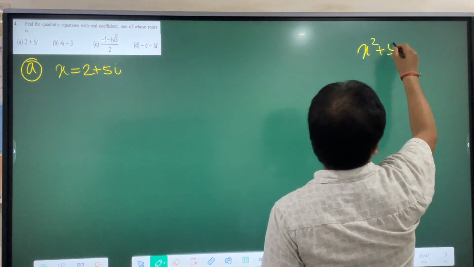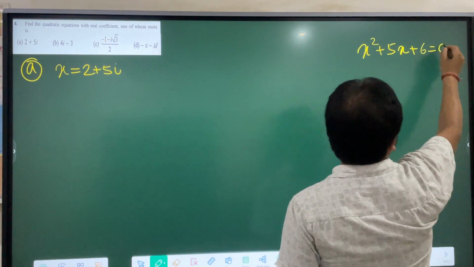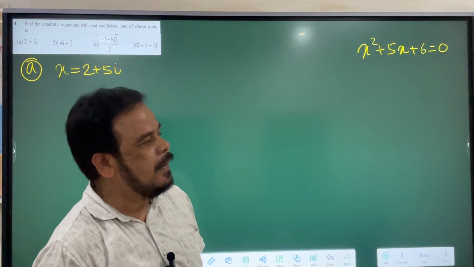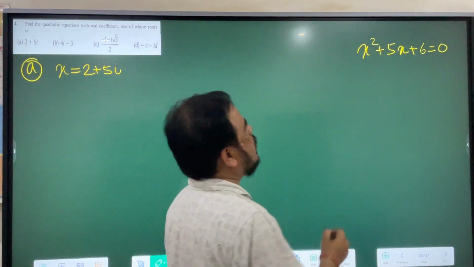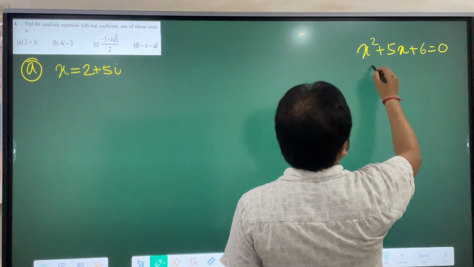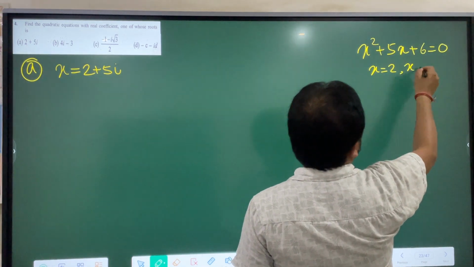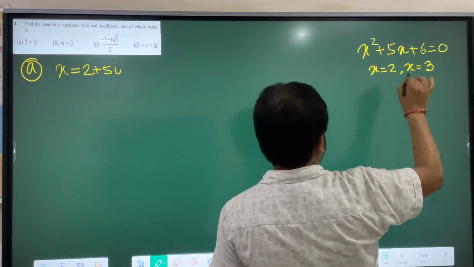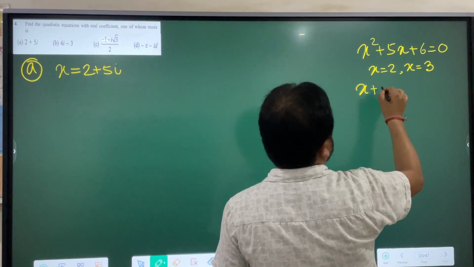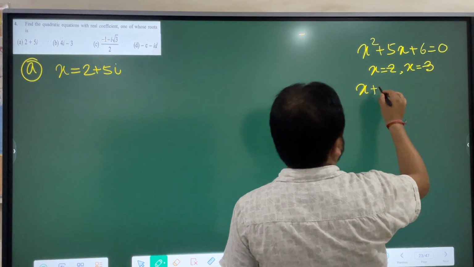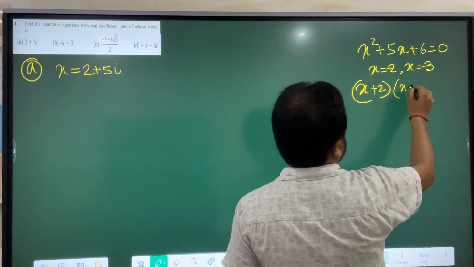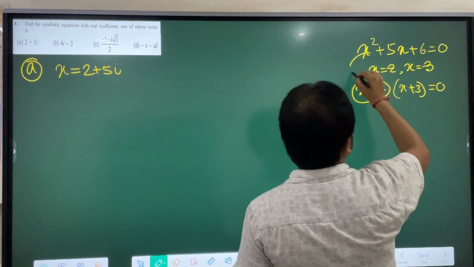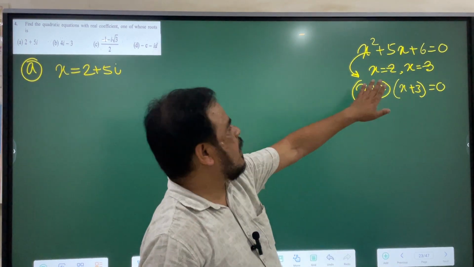x square plus 5x plus 6 equals to 0. This is a quadratic equation. Here x equals to minus 2 and x equals to minus 3. We will surely get two values, one is 2, the other one is 3. But how do we get x equals to minus 2, minus 3? x plus 2 into x plus 3 equals to 0. If we do middle term factorization, we will get this.